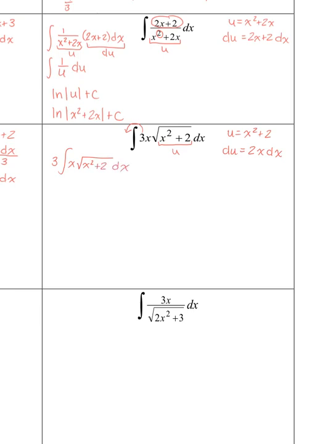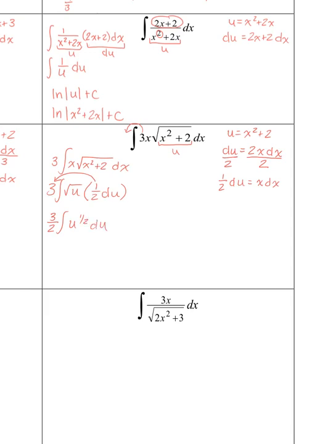So we still don't have 2x dx, but now we have x dx, which is something that I can get over here by just dividing by 2. So now I can rewrite this integral as the square root of u times 1/2 du. And again, this 1/2 is also a constant, so we can kick it out to where we get 3/2 u to the 1/2 du.